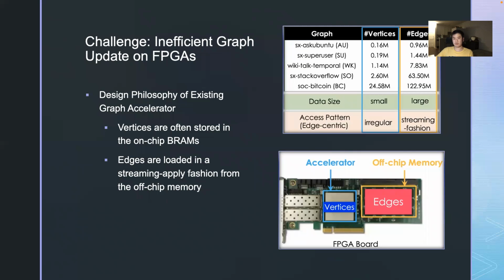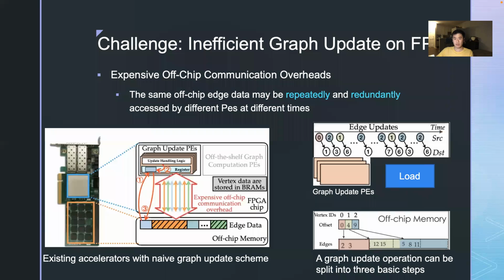For a typical FPGA-based accelerator architecture, vertices are often stored in the on-chip RAMs to reduce the random access overhead of vertex state. Also, edges have to be loaded in a streaming-apply fashion from the off-chip memory. In this context, a graph update operation can be split into three basic steps. Consider an edge update.